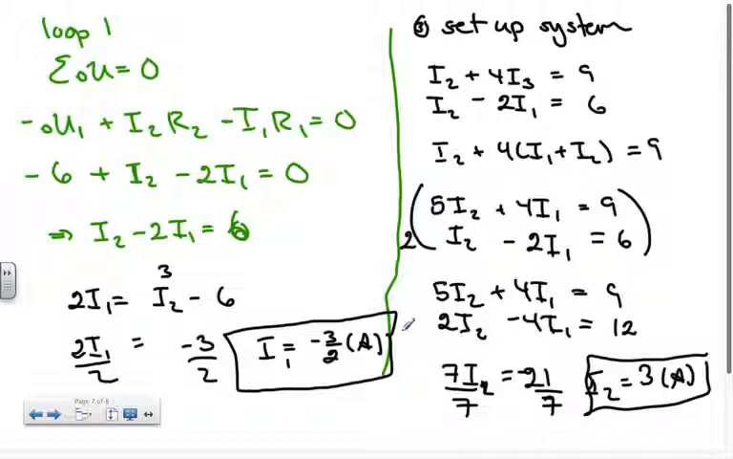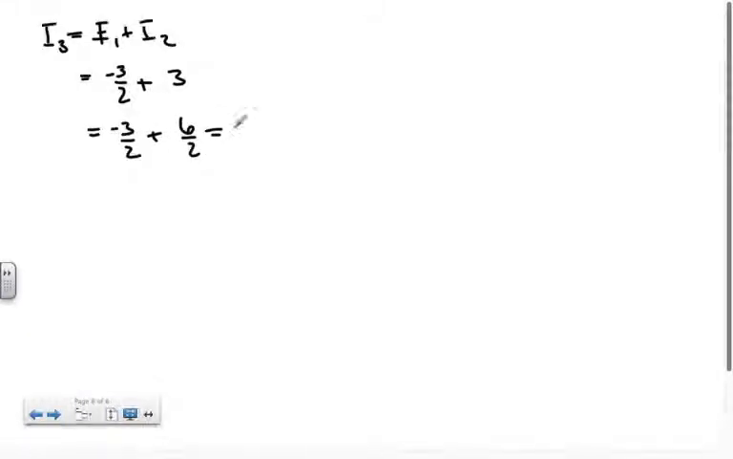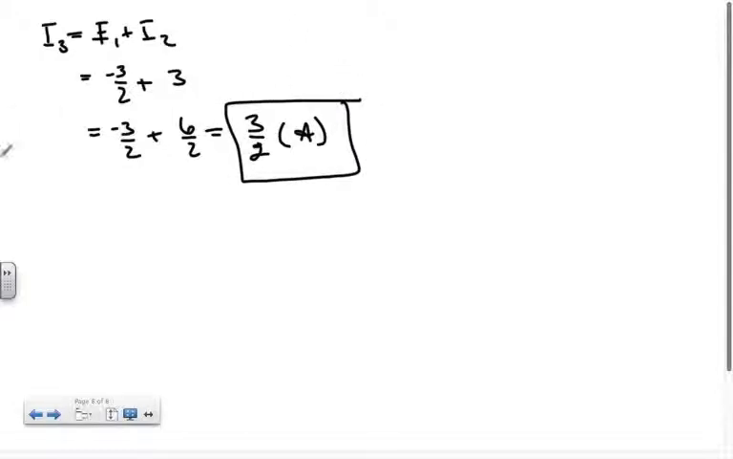And of course, I1 plus I2 is I3. And so I3 is equal to I1 plus I2. And always remember to keep the algebra consistent here. So you have negative 3 halves plus 3. So that's going to be negative 3 halves plus 6 over 2, which is of course 3 over 2 amps. Okay. So I3 is going to be 3 over 2 amps.